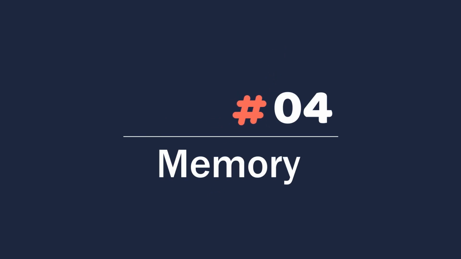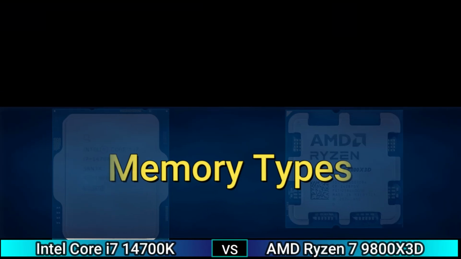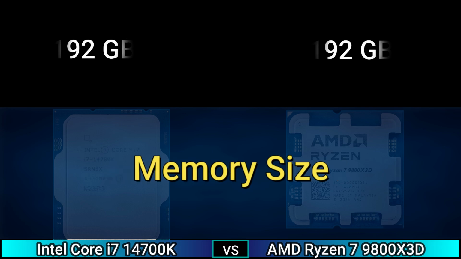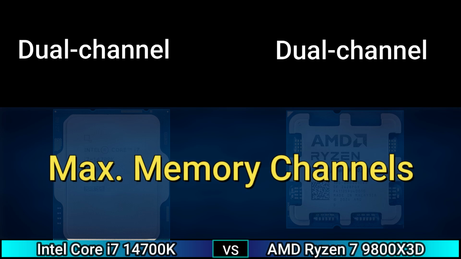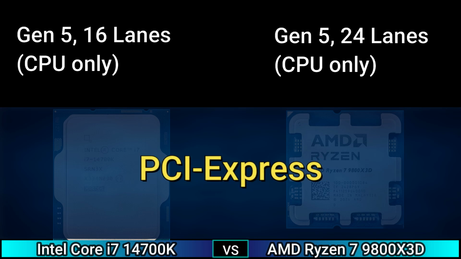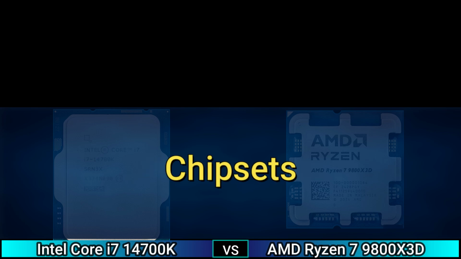Next, memory. Memory type: DDR5 5600 MHz, DDR4 3200 MHz, and DDR5 5600 MHz. Memory size: 192 GB. Max memory channels: dual channel. ECC support: yes. PCI Express: Zen 5 16 lanes CPU only and Zen 5 24 lanes CPU only. Chipset.